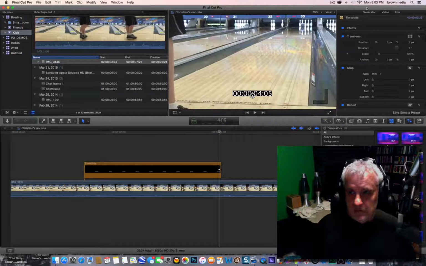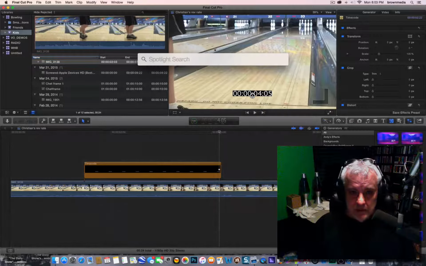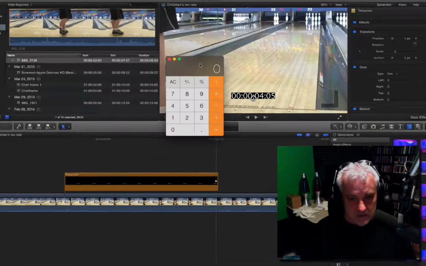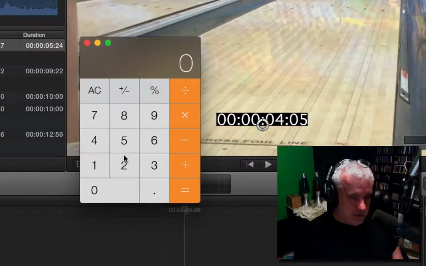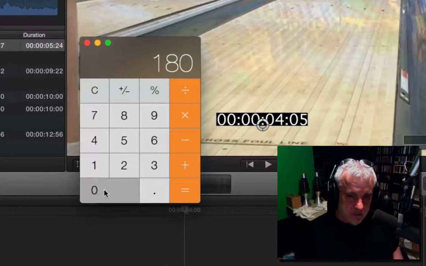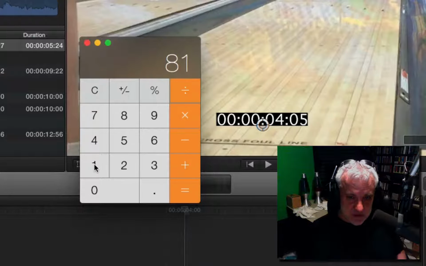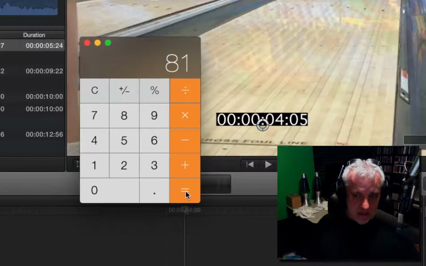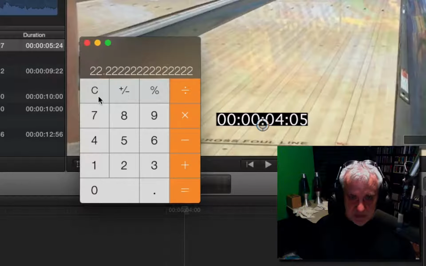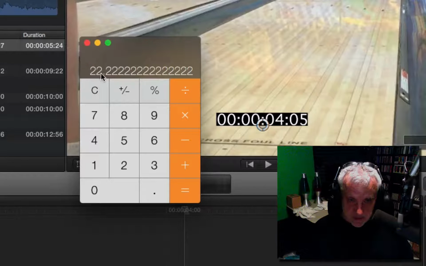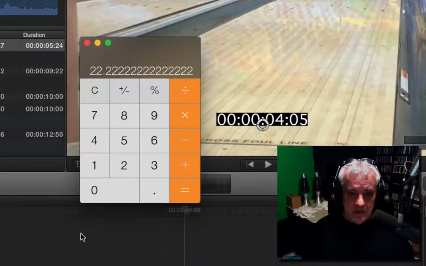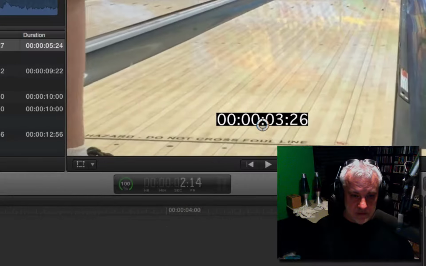So what we're going to do is come up here and grab the calculator. I've already done this, but I'm going to show you. We're going to divide 1,800, the number of frames in a minute, by 81 frames, which is the number of frames your ball was on the lane from the time it touched the lane until it touched the pins. That gives us 22.22222. So now we need to count your revs.